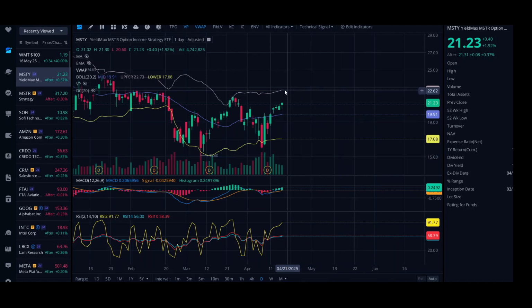And I've already got the Bollinger Band turned on. I'm hiding all of my lines, supports, and resistance lines that we had drawn in. I'm hiding those because it just gets a little too busy to see.